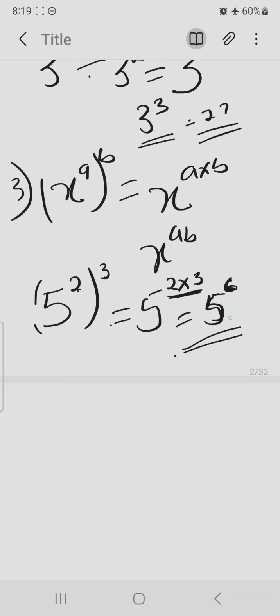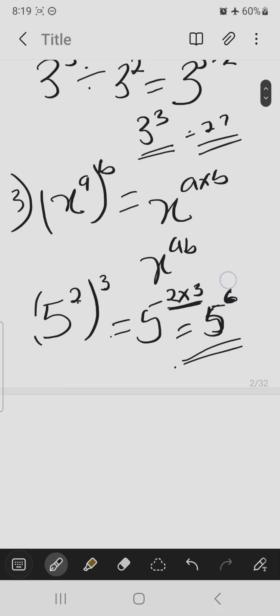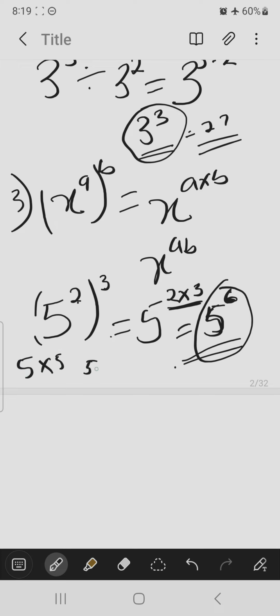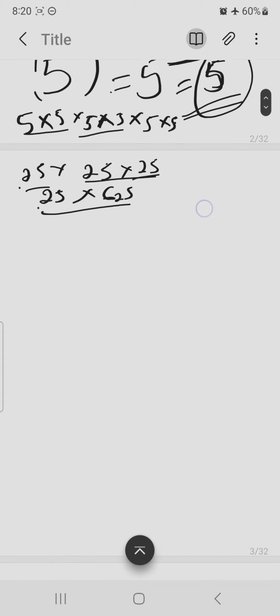As I'm writing this in index form, or power form, or exponential form, this one is an exponent. This one will be 5 to the power 6, which means 5 times 5 times 5 times 5 in 6 places. This one is going to be 5 times 5, 5 times 5, 5 times 5. So this one will be 25, multiplied by 25, multiplied by 25. So these two will now be 625 multiplied by this 25. I cannot be doing that one.